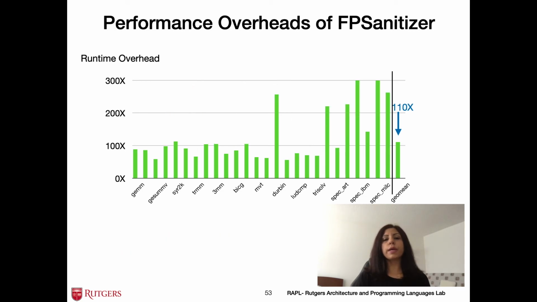Now the question you might have is how much is the overhead with a hardware version? Posit does not have a hardware version yet. And that's why we compared with FPSanitizer, which is the floating point version. On average, overheads with FPSanitizer are 110x. In this evaluation, we are instrumenting all functions. But ideally, you want to instrument a selective set of functions and overheads would be much lower.